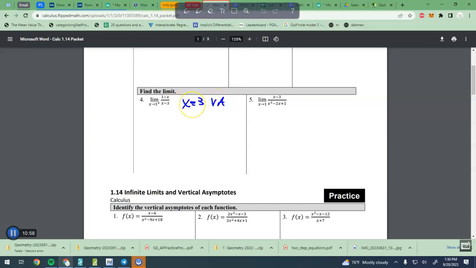If you have a vertical asymptote, your limit is either going to be positive or negative infinity. It has to be one of the two. Because it's like a wall, and you're getting closer and closer to that wall, you either get shoved up or you get shoved down. You can't just keep going through. Or you die.